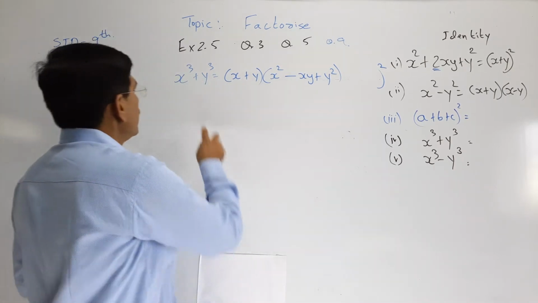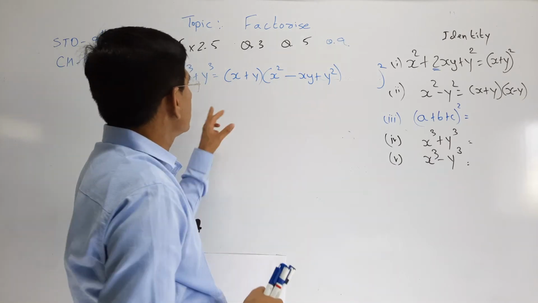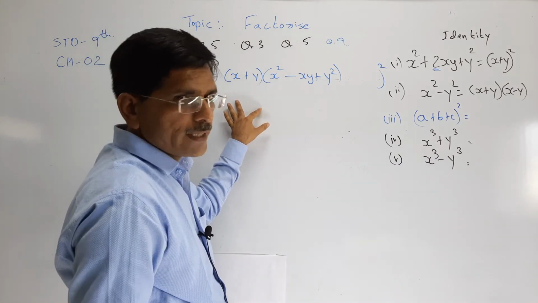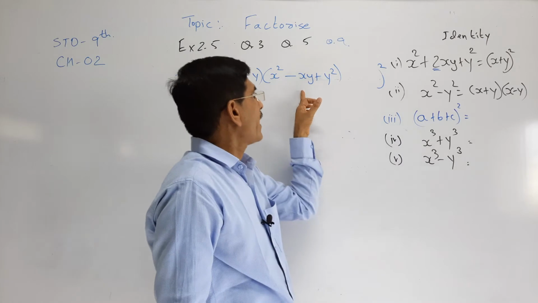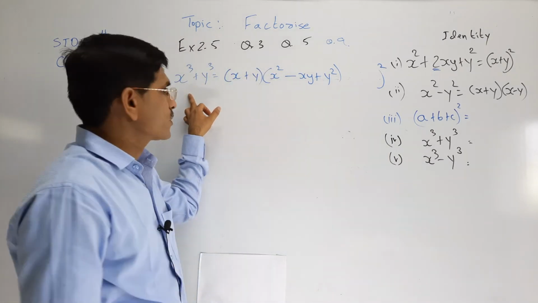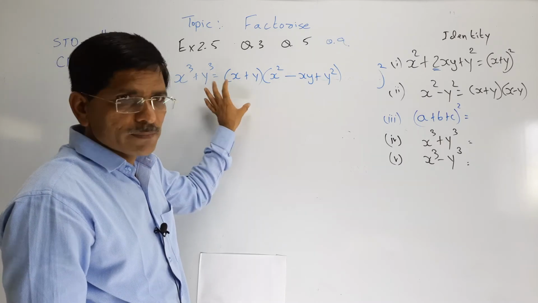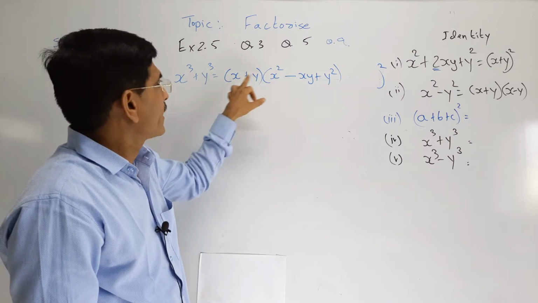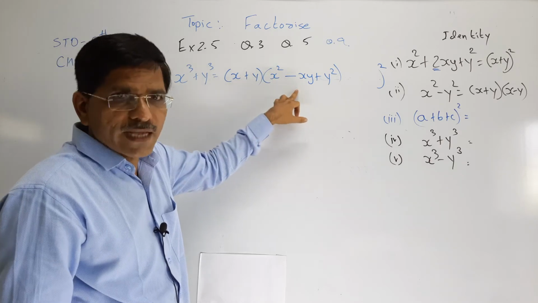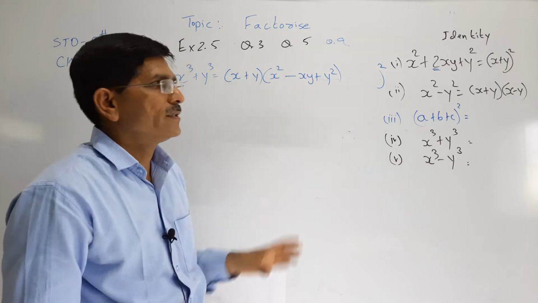Again I repeat, x cube plus y cube is equal to x plus y in the first bracket, second bracket x square minus xy plus y square. x cube plus y cube is equal to x plus y first bracket, second bracket x square, opposite sign minus xy, plus last term square y square.